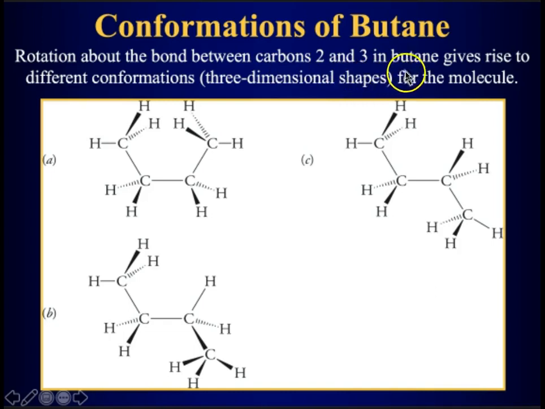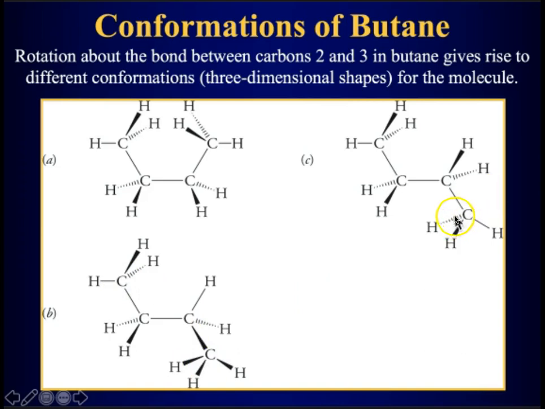So between carbons 1 and 2, butane can rotate. Between these 2 carbons here, we can rotate it in different directions. We can rotate this carbon to be going up and the last carbon to be going up. We can rotate one of them to go up and one of them to go down. We can even rotate the carbon in itself.